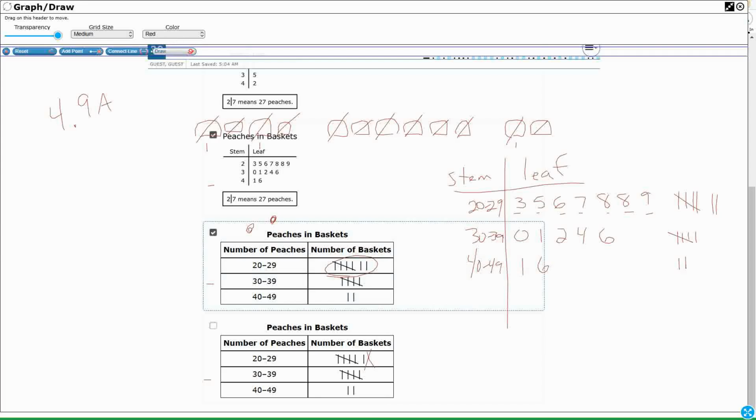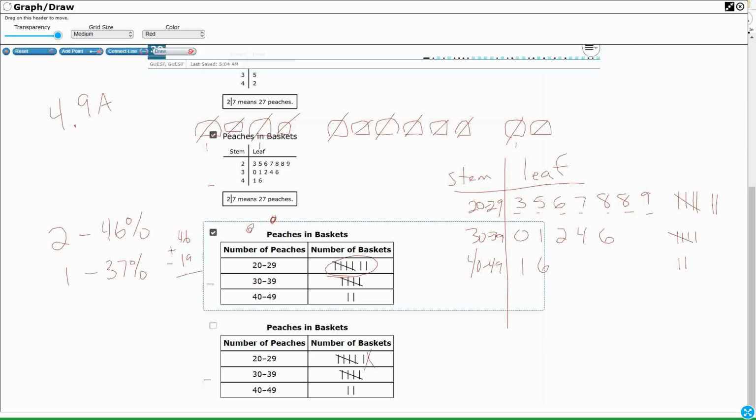Now, how did we do? This is a 2-point problem, so you needed both to get it correct. We had 46% of our students get both correct, and we had 37% of our students get one correct, right? So if you add that 19 and that 46, I mean, you're going to get 65% correct. So that's pretty decent, especially for this complicated data.